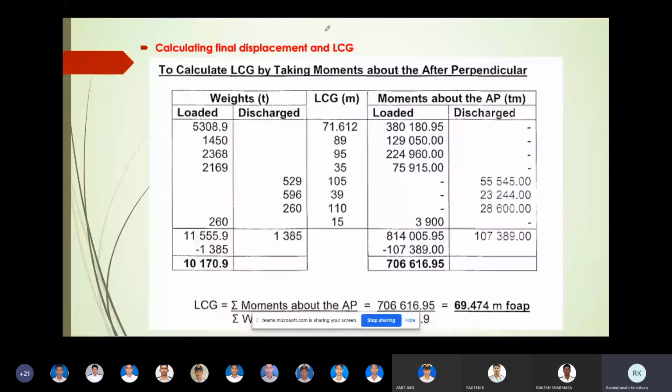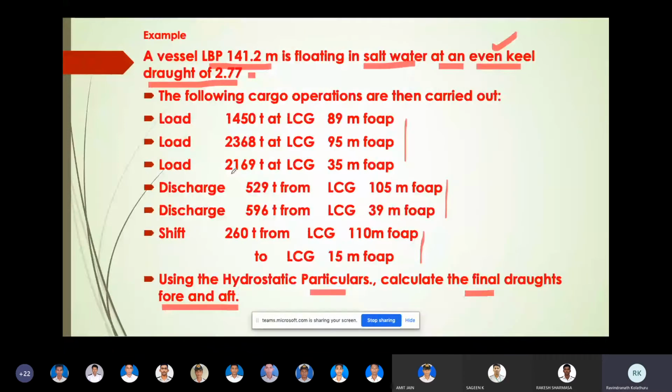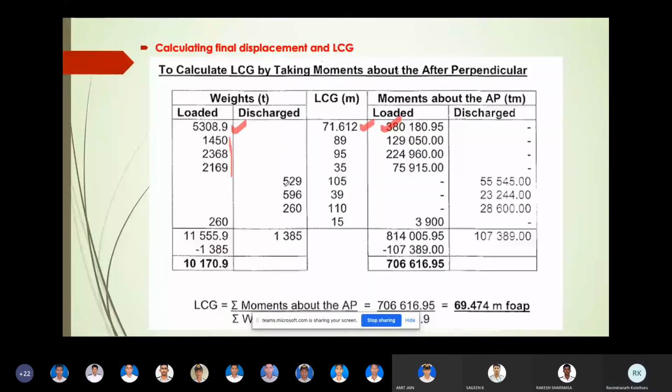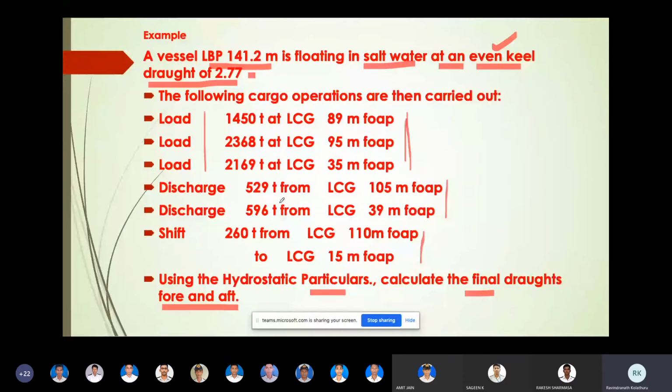So we will start off with the ship's displacement. LCG we found out. So that will be in the loaded moments. Now these three cargoes are loaded. You can see here, we loaded these three cargoes at various LCG positions. And 529 and 596 were discharged. These two cargoes were discharged. So now the last part, shifting 260 tons from LCG 110 meters to LCG 15 meters FOAP.